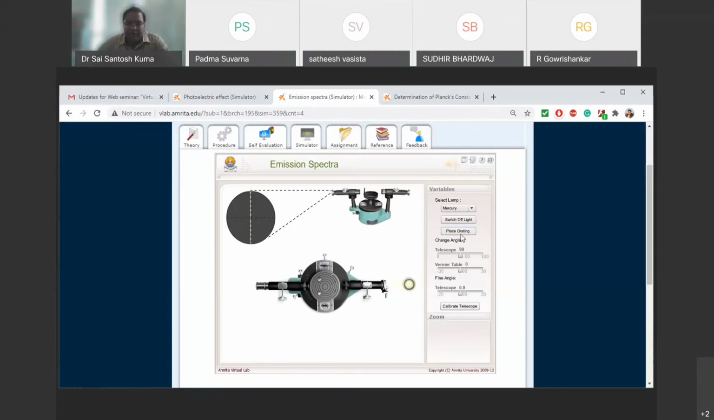I introduce my grating. The moment I put the grating, you see the colors. As you move there, you see the colors. So as I said, I start with green. So I try to put it at the green. It takes time, but yeah.